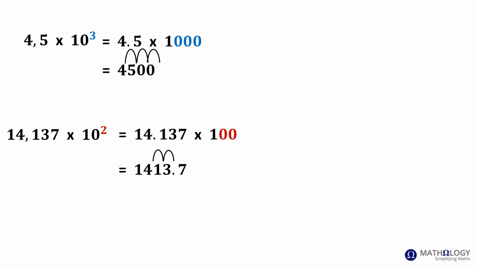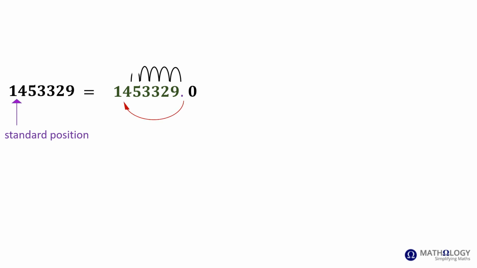To express a number in standard index form, the decimal point needs to be in what is called standard position, which is the place in the decimal number where there is only one non-zero digit to the left of the decimal point. In this example, the decimal point lies to the right of the last digit, 9. To be in standard position, we need to move the decimal point 6 places to the left. We therefore divide the number by 10 to the 6.